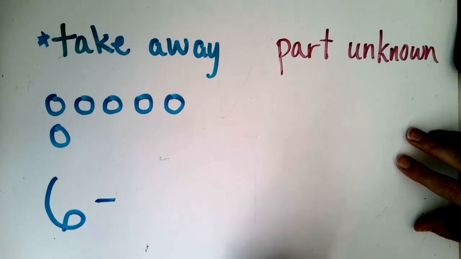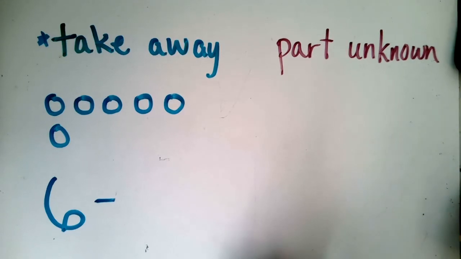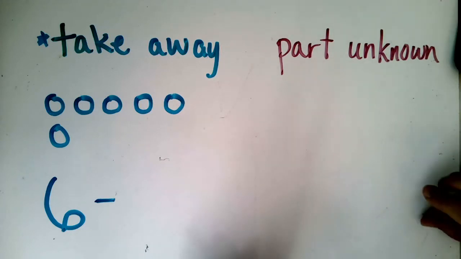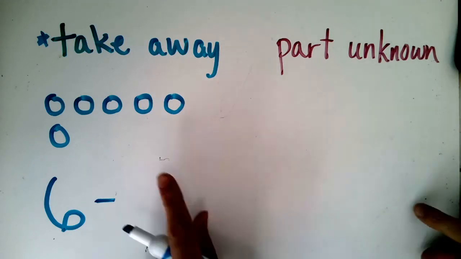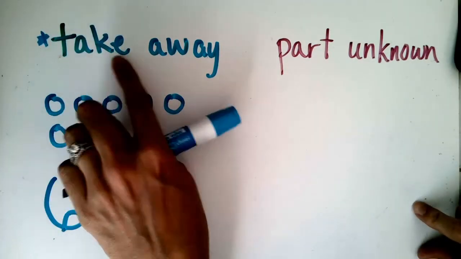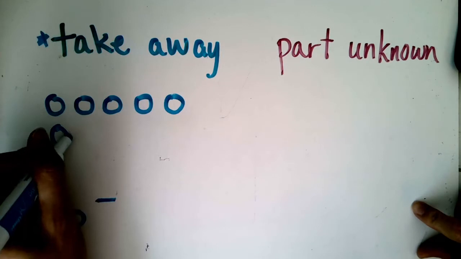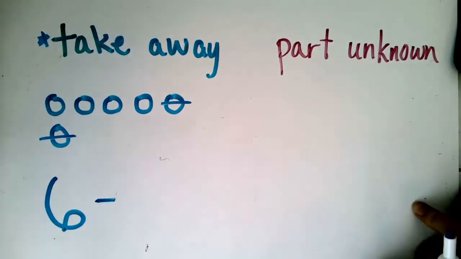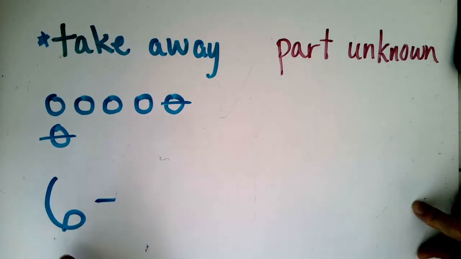There were 6 students at the sleepover. After dinner, 2 had to go home. How many children were left at the sleepover? Ooh, okay, so did you hear in the story? 2 had to go home after dinner. So how can we show that in our picture? They went away. This is why this is a takeaway problem, right? They went away. So 2 went away, so I'm going to cross them off, showing and representing that those ones are gone now. Okay, now I can continue my number sentence.